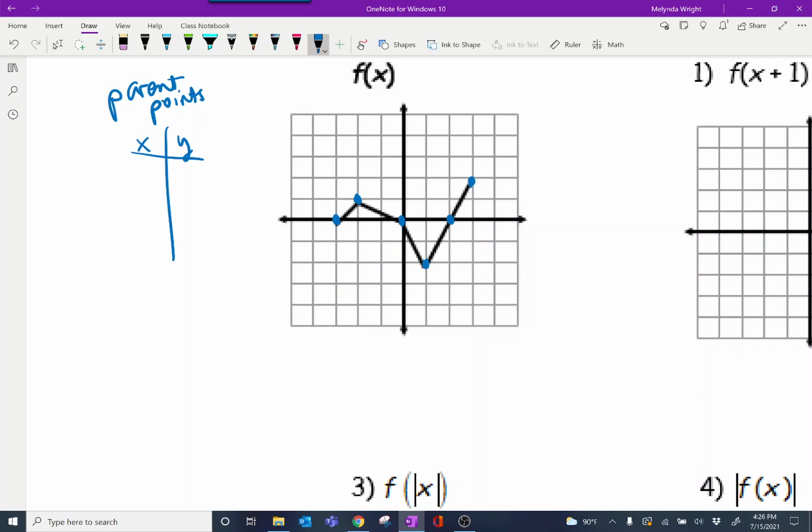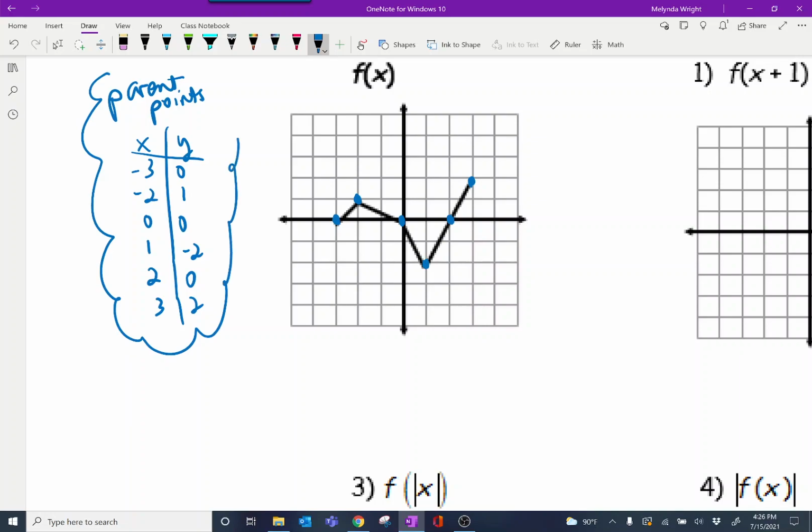This one farthest to the left, that would be a -3, 0. Then we have -2, 1. Let's see, we have 0, 0. We have 1, -2. Then we have 2, 0, and let's see, 3, 2. So these would be the points that we would come back to in each case when we're asked to transform. We would come back to these points and change them.